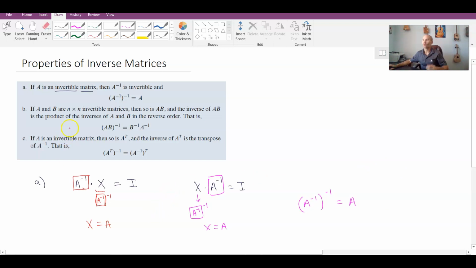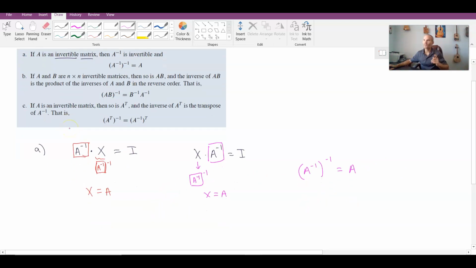Property B is an interesting one. It's one that we've seen before, but with transposes. If A and B are n by n invertible matrices, then so is AB. And the inverse of AB is the product of the inverses of A and B in the reverse order. Okay, so this was the same thing with transposes. If you recall, if we took the product of two matrices and then transposed it, we could multiply B transpose A transpose instead.